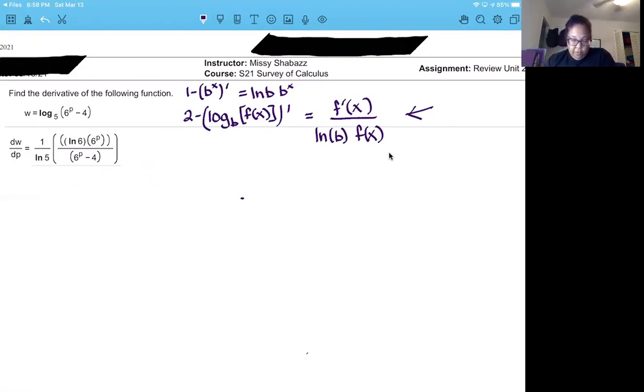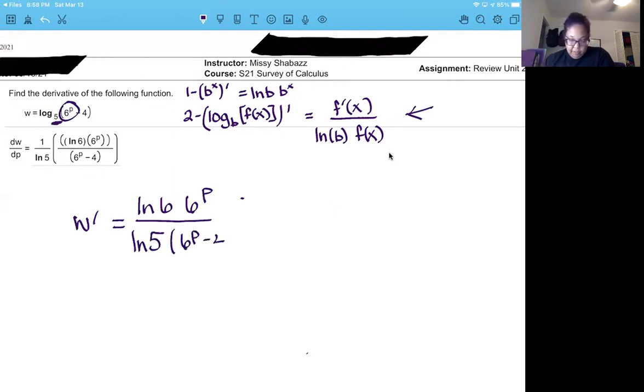And to do that, we have to take the derivative of the 6 to the p. All right, so the derivative of that 6 to the p is equal to natural log of 6 times 6 to the p. All right, now in the bottom, we have to take natural log of the base. The base of our log was 5. So natural log of 5 times just the inside, which in our case was 6p minus 4.